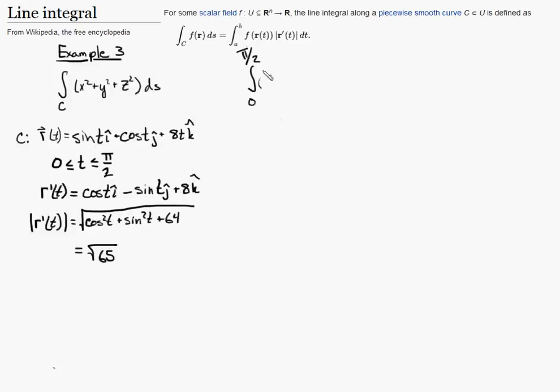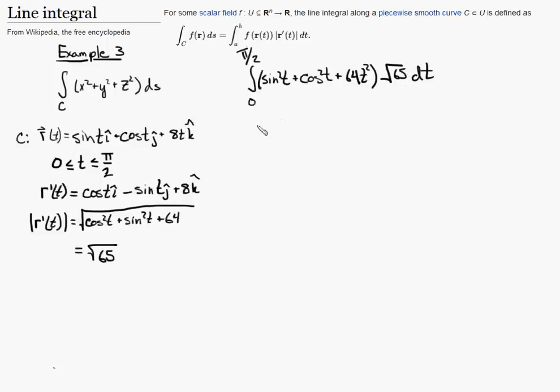So sine squared t is the x squared, plus cosine squared t is the y squared, and the z squared is 64t squared. And then we just have the square root of 65 as our magnitude of r prime, and dt.